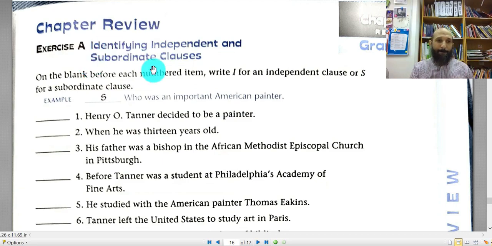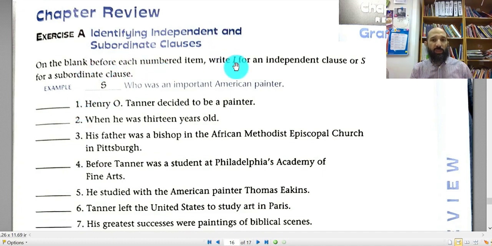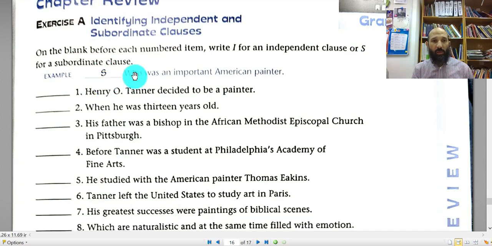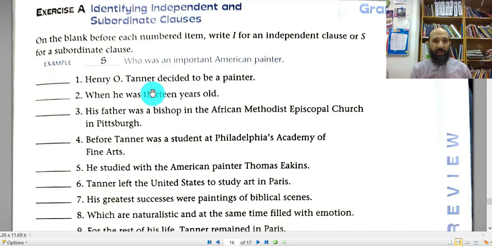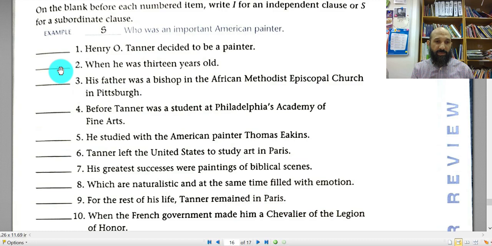Now on the blank before each of these numbered sentences here, you need to put the letter I, and that doesn't mean "I" like me. It means I for an independent clause, or S for a subordinate clause. For example, here, "who was an important American painter," and there's a full stop. It's not a question. So this is definitely a subordinate clause because "who" makes it problematic. Now you need to look at these and identify them right here, I or S.